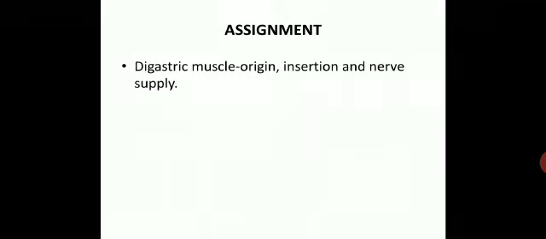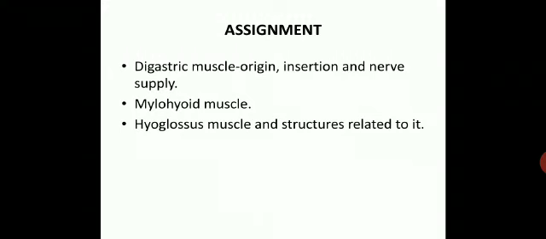Now the questions for assignment. First question, the digastric muscle, origin, insertion, nerve supply and action. The MYLOHYOID muscle, that is also under the heading origin, insertion, nerve supply and action. The HYOGLOSSUS muscle and the structures related to it. And the sublingual salivary gland and its clinical aspects.